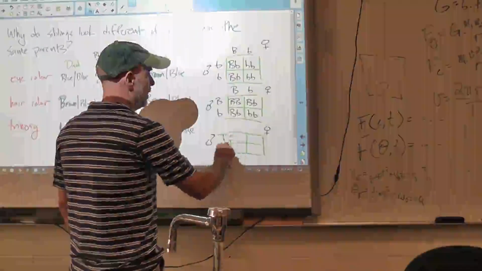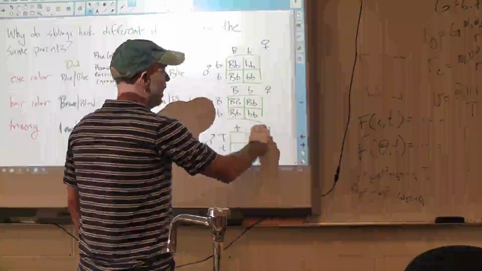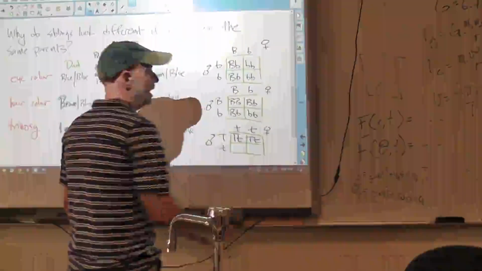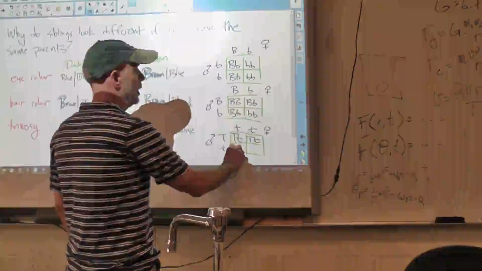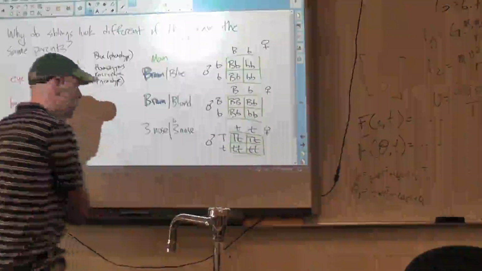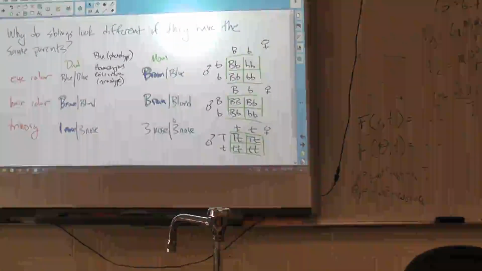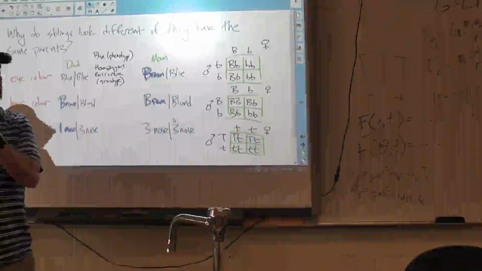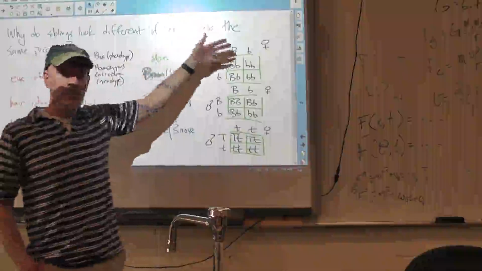And then for trinosy, the dad has one dominant allele, and the mom has only recessive alleles. So there's a 50% chance that the child would have one nose, and a 50% chance that the child would have three noses.